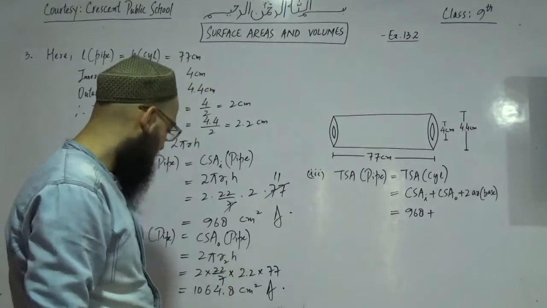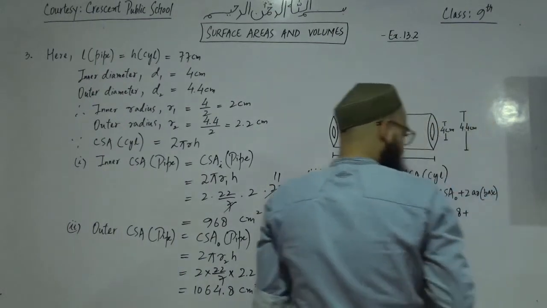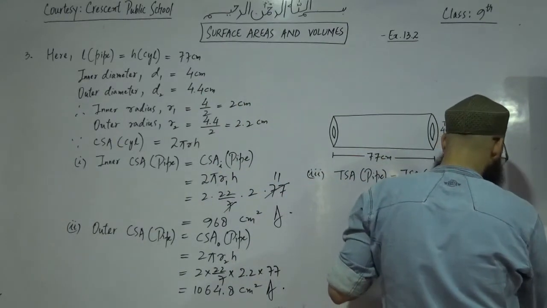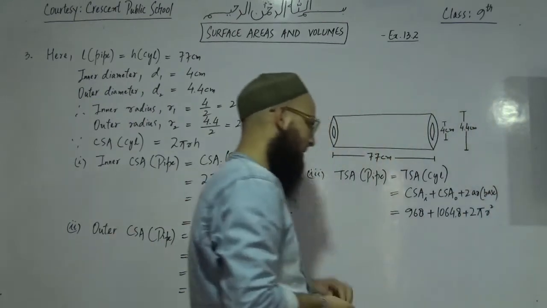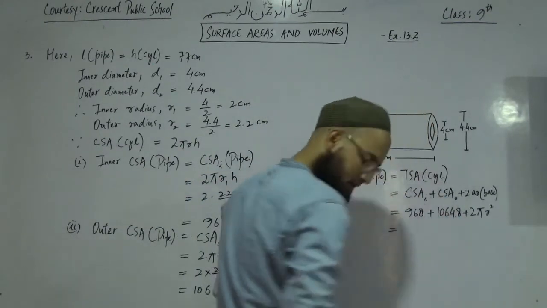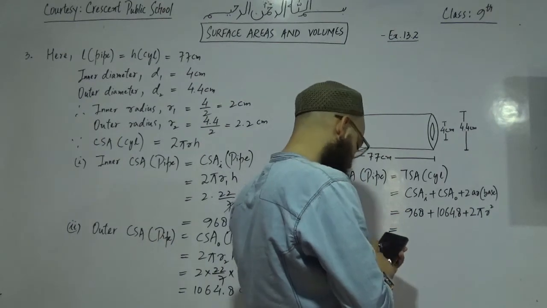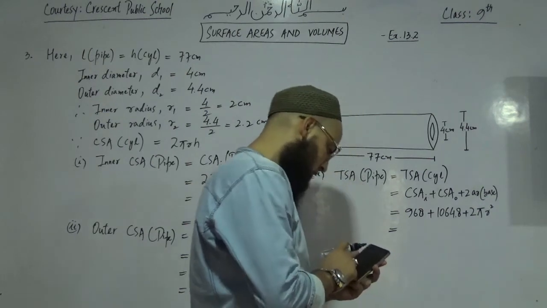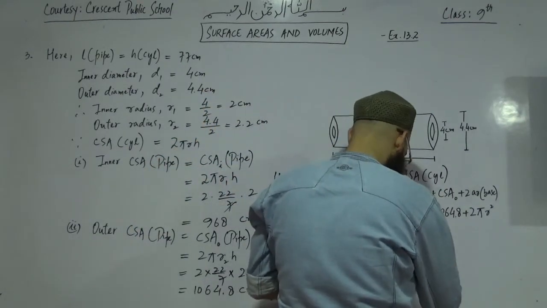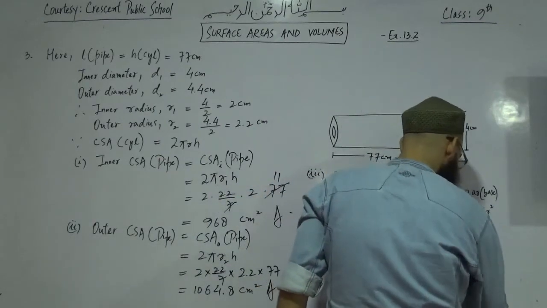Now 968 is this, then outer curved surface area, that is 1064.8, then plus twice area of base. Area of base is circular, so that is pi r square, twice pi r square. Now in here, let's add this and this. So 968 plus 1064.8, that is 2032.8. You got it? Now see, then I'll do plus 2 pi r square.